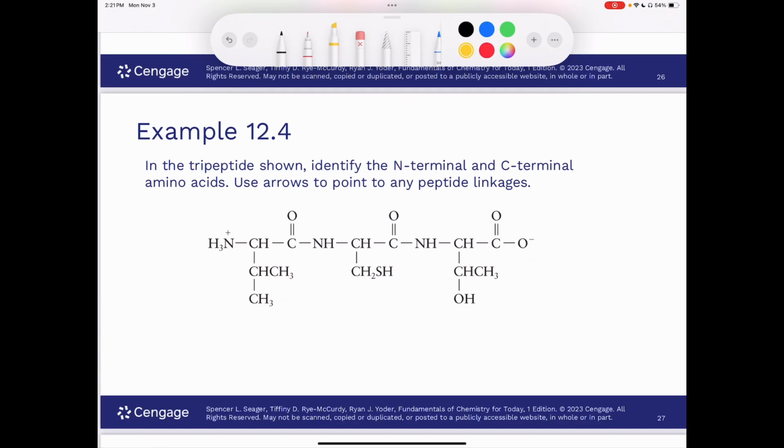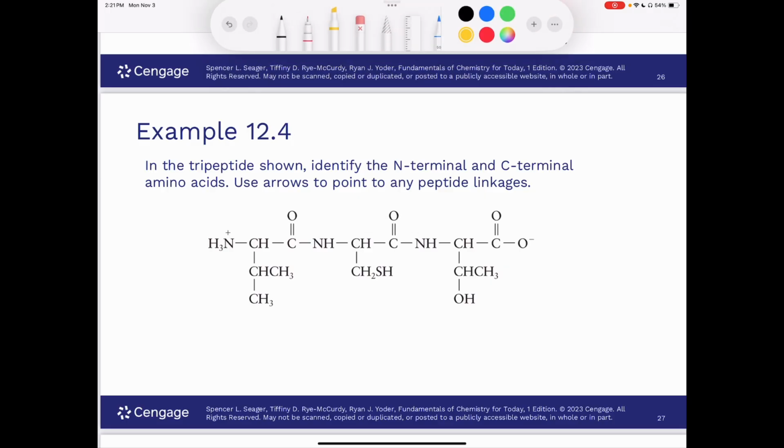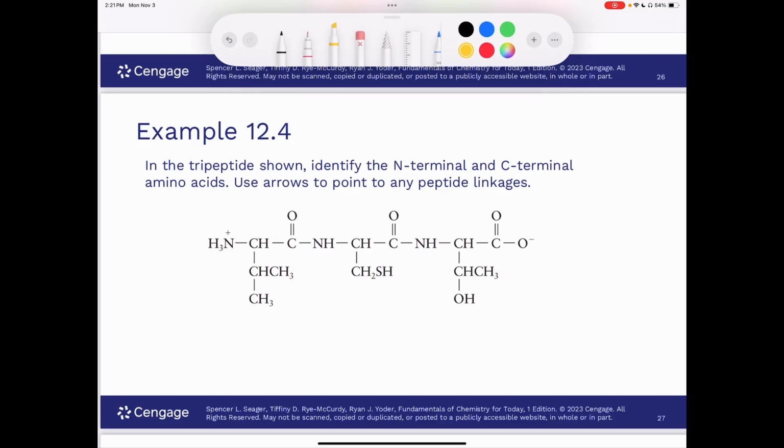All right, in the tripeptide shown, identify the N-terminal or N-terminus, the C-terminal or C-terminus amino acids. Use arrows to point to any peptide linkages. So if you're struggling to identify these, one of the things you can remember is that when you put amino acids together, it always goes nitrogen, alpha carbon, carbonyl, right? Nitrogen, alpha carbon, carbonyl, nitrogen, alpha carbon, carbonyl, et cetera, et cetera.